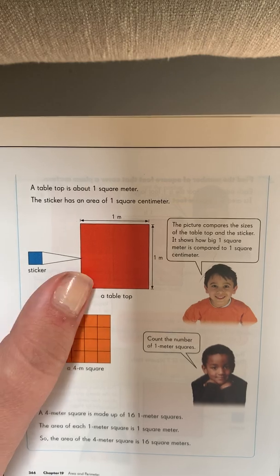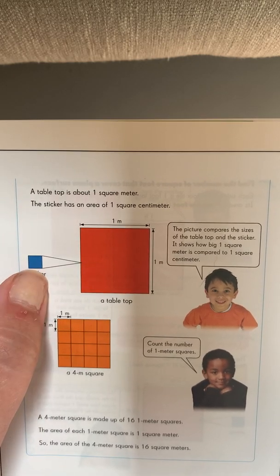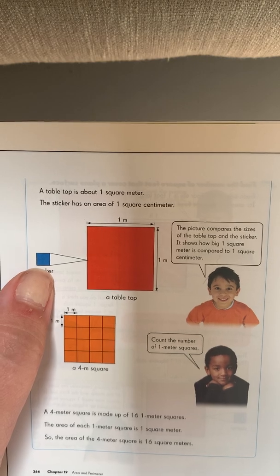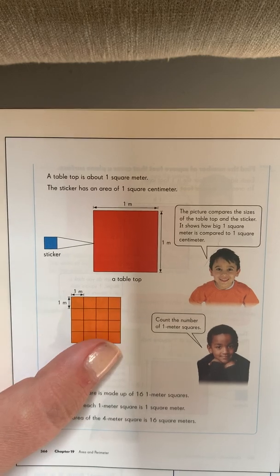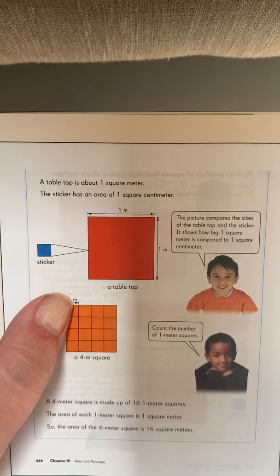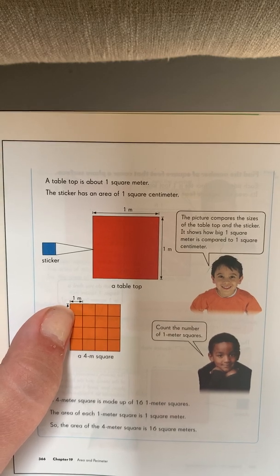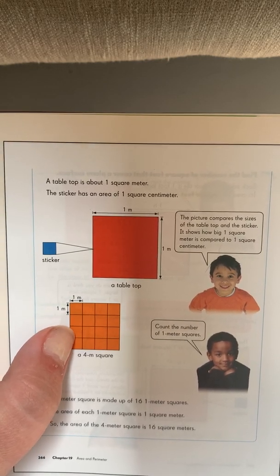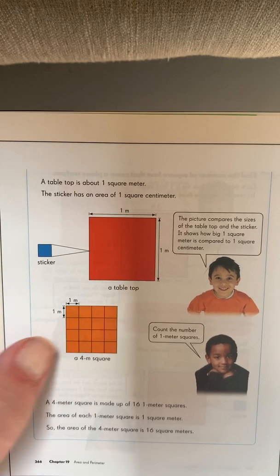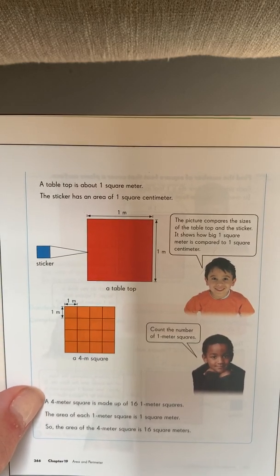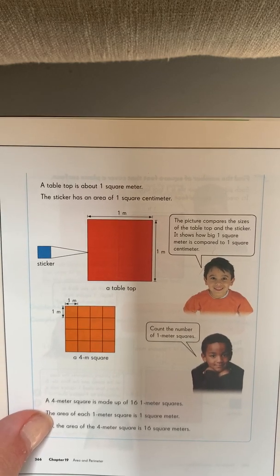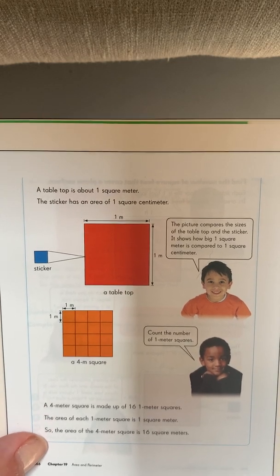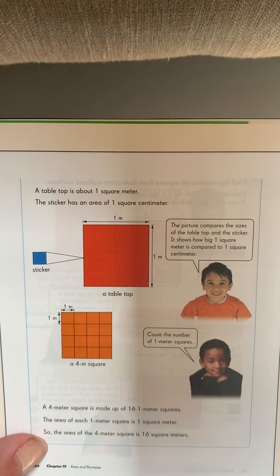So meters are a larger unit of measurement than centimeters are. There are 100 centimeters in a meter. So come down here, count the number of 1 meter squares. Okay, here we go. 4, 8, I'm counting by 4s, 12, 16. A 4 meter square is made up of 16 1 meter squares. The area of each 1 meter square is 1 square meter. So the area of 4 meter squares is 16 square meters.